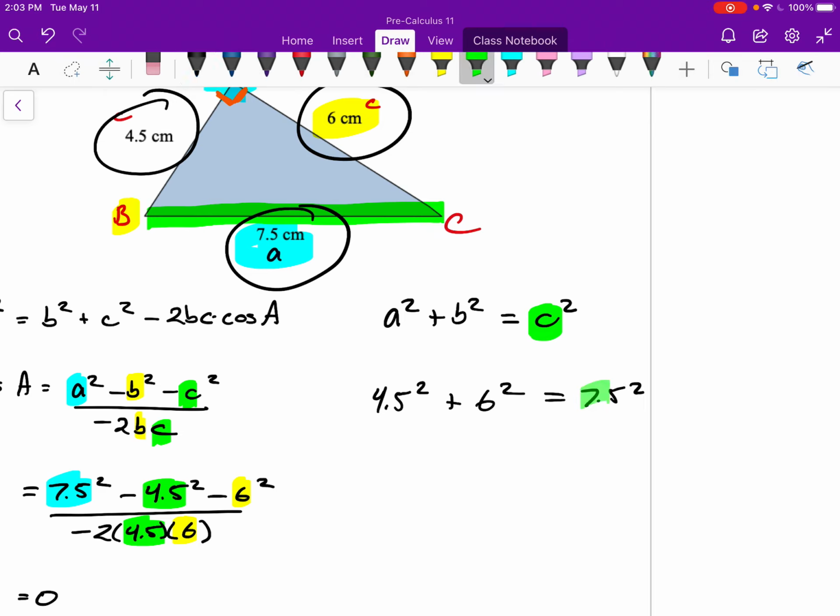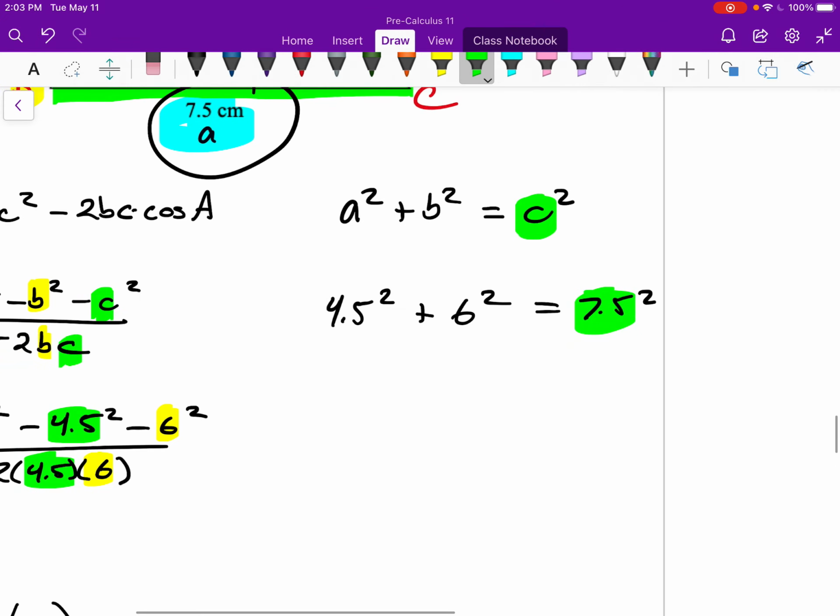If it does, it's a right triangle. If it doesn't, it's not a right triangle. And if you go to your calculator, you'll quickly see, yeah, this is correct. 4.5 squared plus 6 squared does equal the same thing as 7.5 squared. They both equal 56.25.